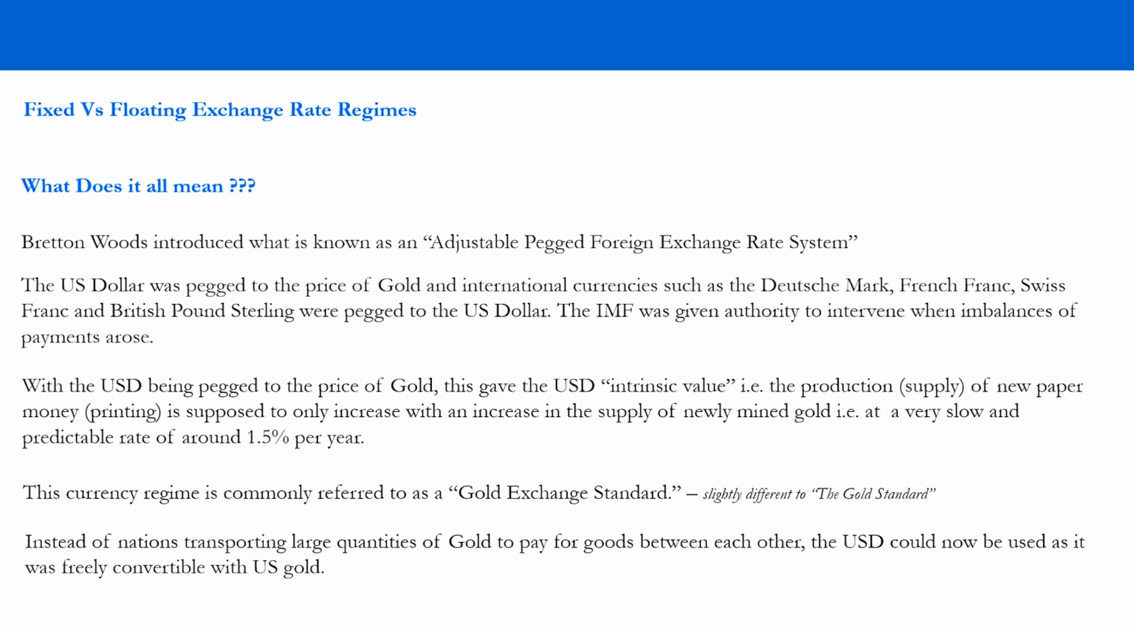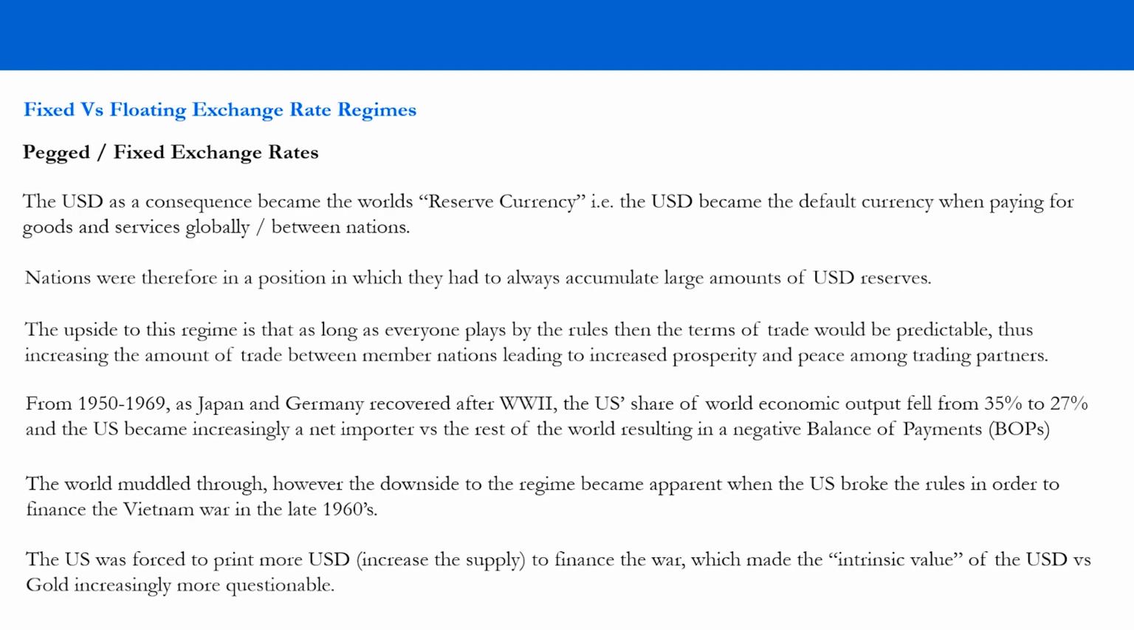So this is basically designed to increase international trade. That's the primary objective here of one of these regimes, and it's supposed to do that through stability. So instead of nations, let's say, transporting large quantities of gold around the world to pay for goods between each other, what would happen now is that the US dollar would be anchored to the value of gold and the supply of gold, and all major trading nations would use US dollars in order to pay for those goods. And obviously notes are much more easily transportable.